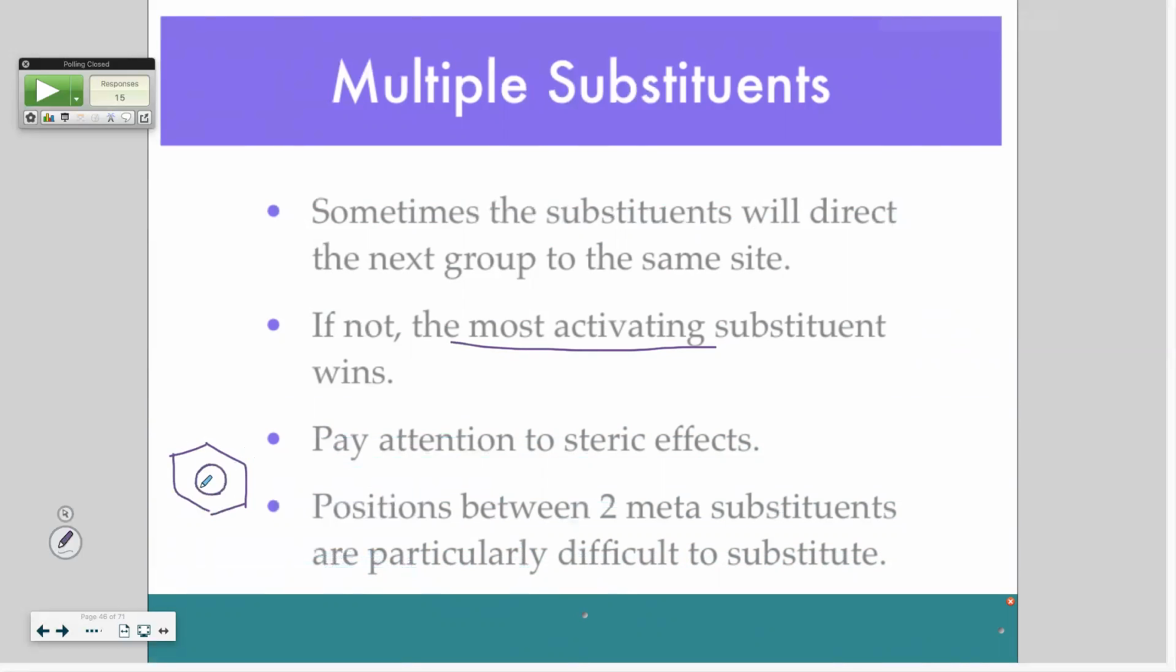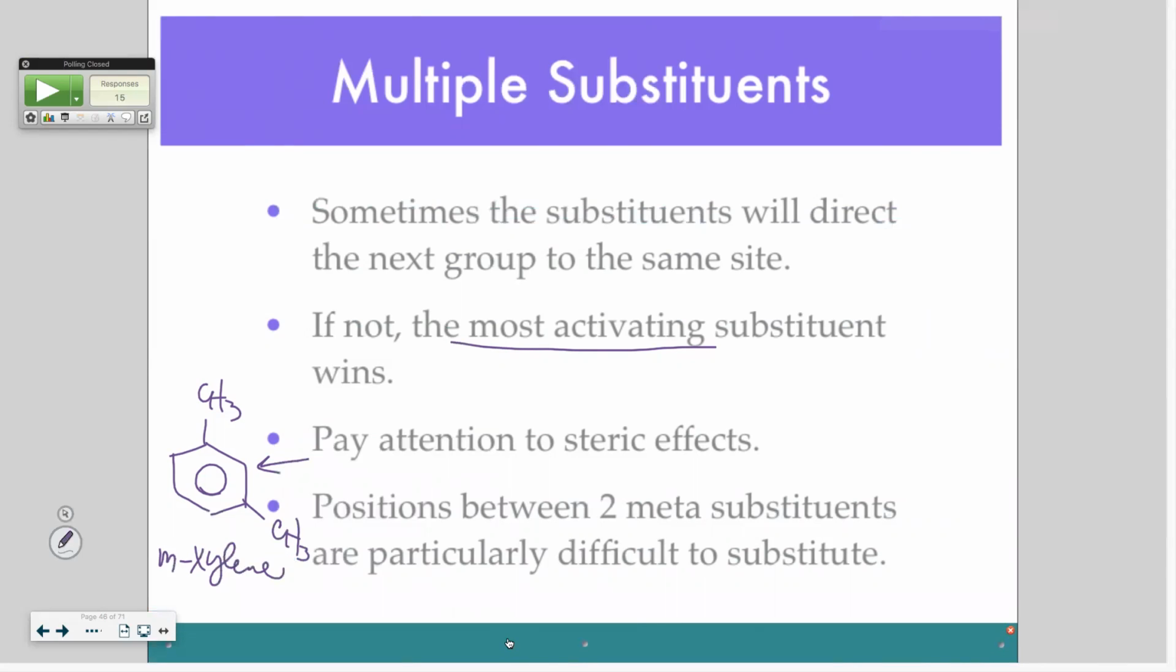So for example, if you have this compound, what's the name of that compound? Metaxylene. I heard a xylene back there. Okay, this spot is going to be really hard to substitute. So something is not going to go in that spot. If you wanted to put three things in a row, you'd have to make it a different way.